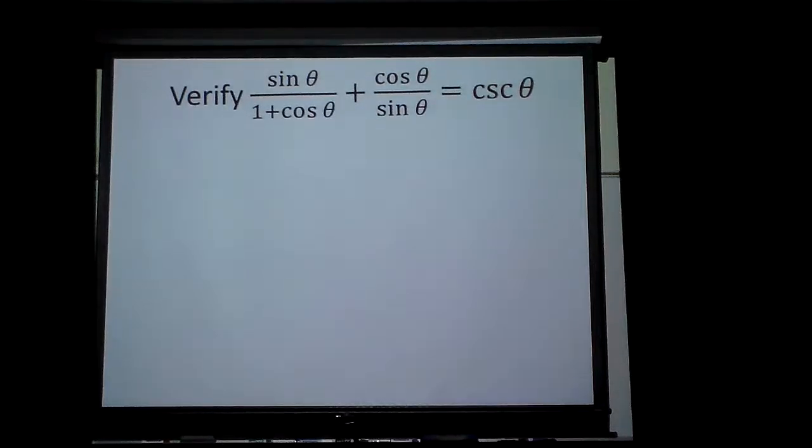Okay, here's one that's actually an identity. We're going to make the left side look like the right side. That's what an identity actually is, or the right side like the left, doesn't really matter, but usually it's easier to take the harder side and make it look like the smaller one. So what I'm going to do is this.